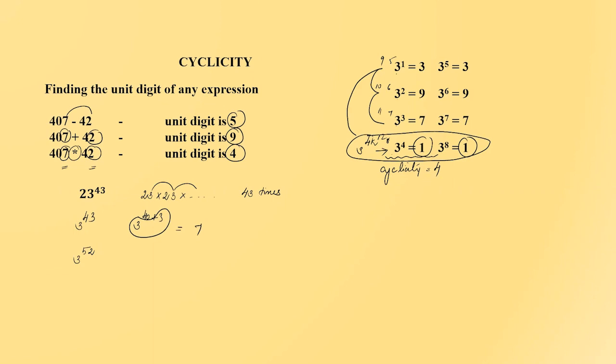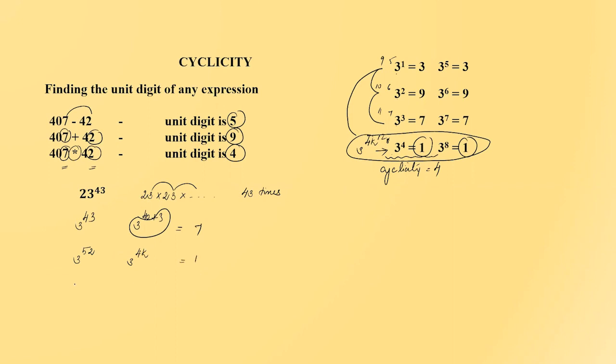So after every 4 terms, they are going to repeat itself. And I also know that for 3 to the power of a multiple of 4, the unit digit is going to come out as 1. Correct. So now tell me, 52, is it a multiple of 4 or not? Yes, exactly. So this number is in the format 3 to the power a multiple of 4. So exactly the unit digit is going to be nothing but 1.